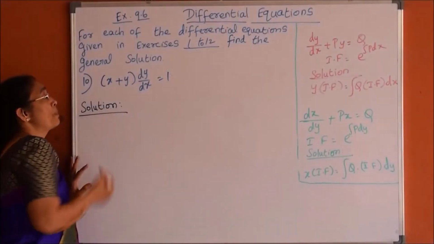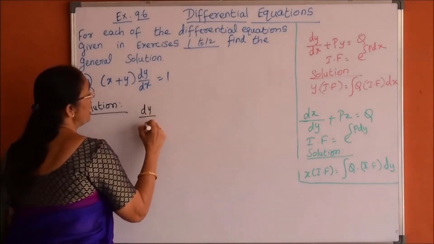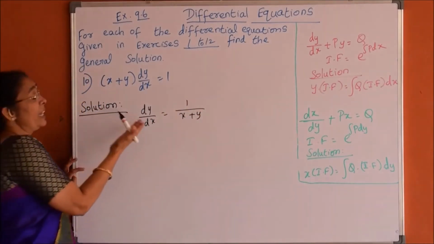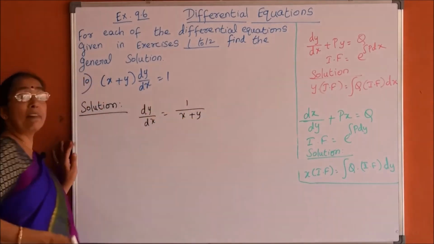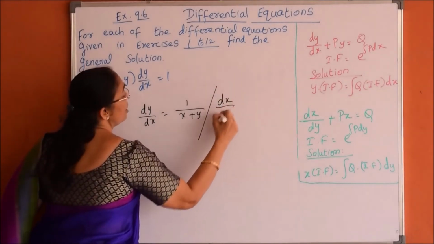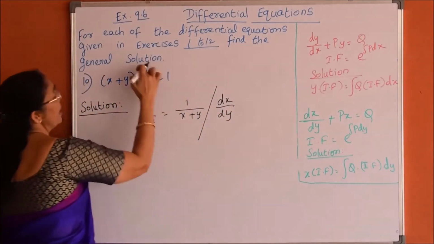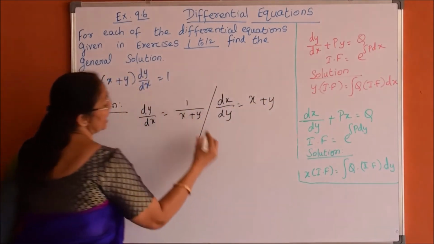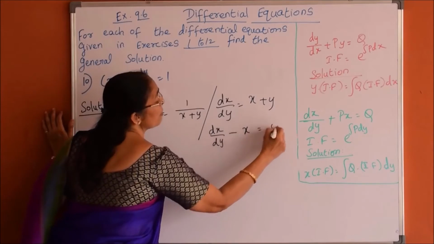10th problem, x plus y of dy by dx is equal to 1. So which can be written as dy by dx is equal to 1 by x plus y. If you write like this, it is not giving any of this form. So instead of writing dy by dx is equal to 1 by x plus y, let us write dx by dy, we will try this form, reciprocal, dx by dy is equal to x plus y. Now this can be arranged and written as dx by dy minus x is equal to y.